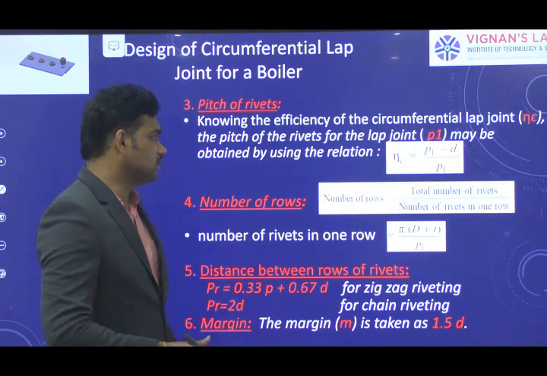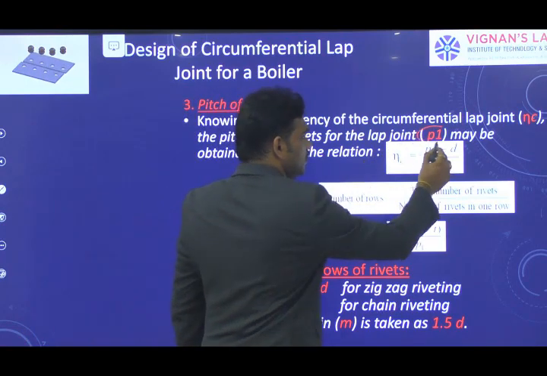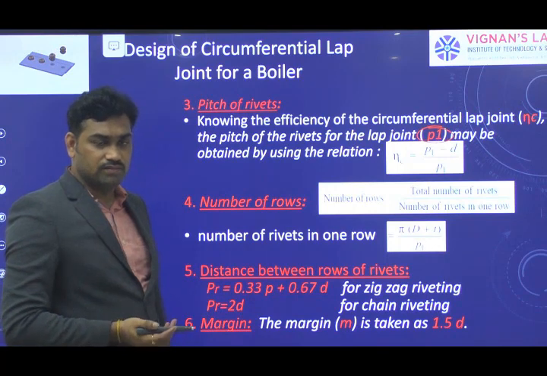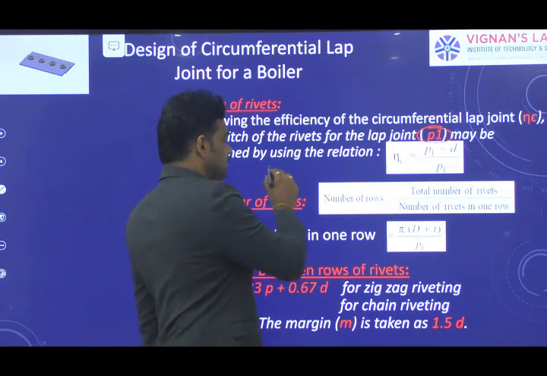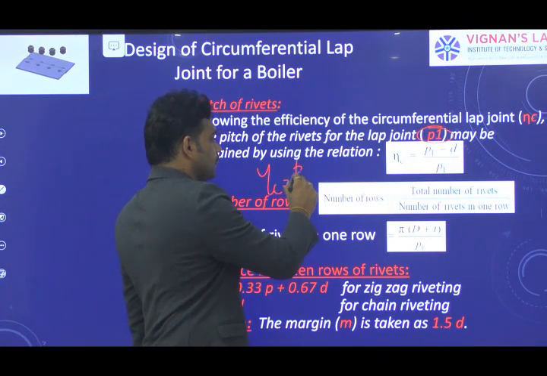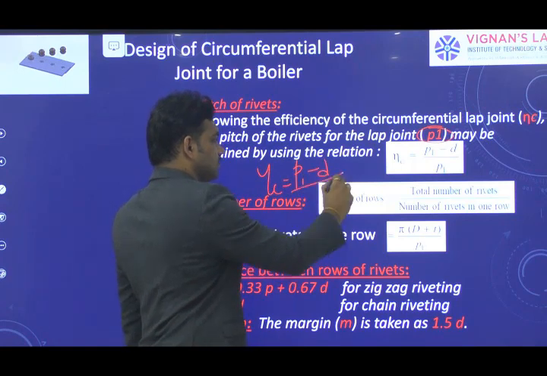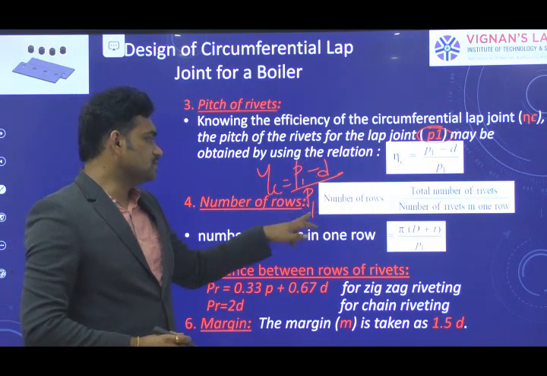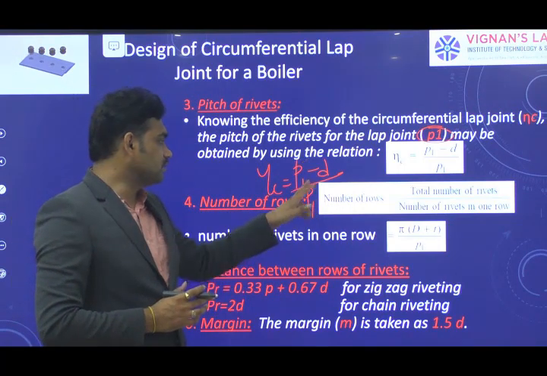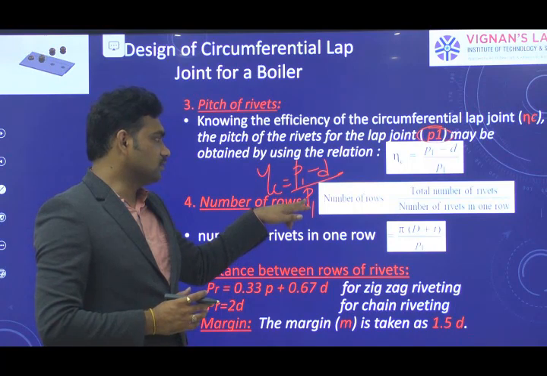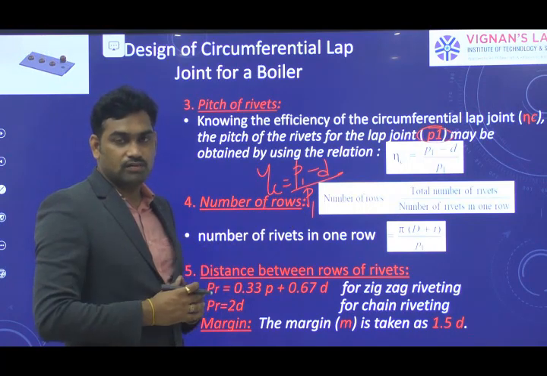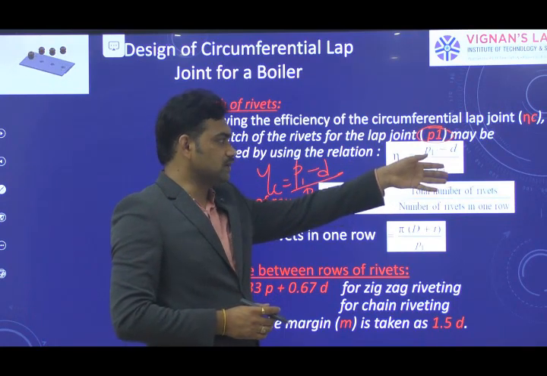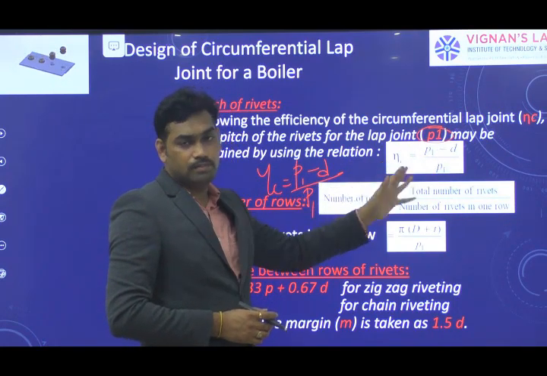Here you can denote it with P1 instead of P. That can be found by means of the circumferential efficiency of the joint. So the efficiency of the joint can be given by (P1 minus D) divided by P1. Here P1 is the pitch between the rivets, that is the distance between the centers of the rivets, from the unriveted plate to the riveted plate to the unriveted plate. So all the terms get cancelled, and P1 minus D by P1 you will get.